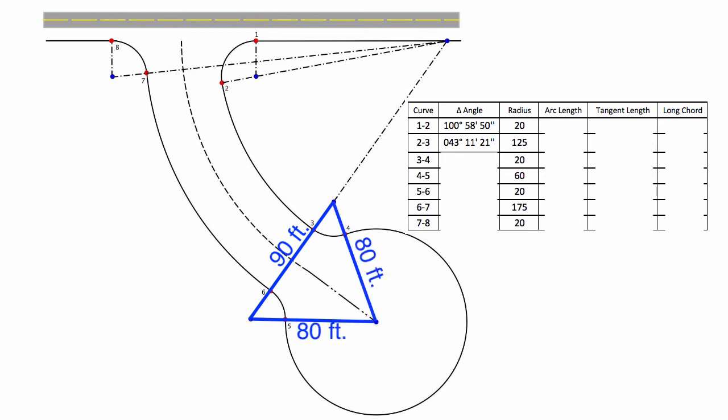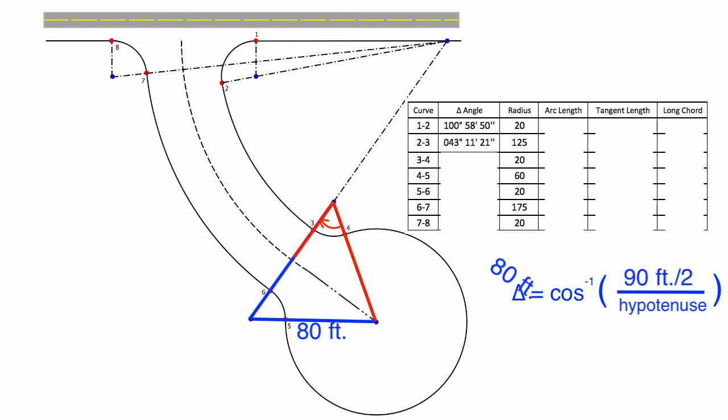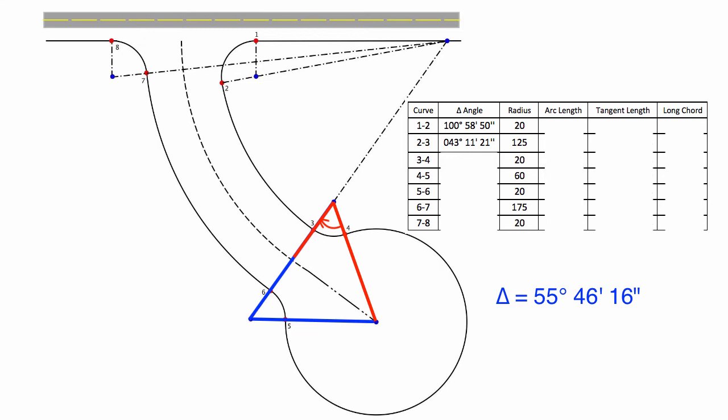The delta angle for curve 3 to 4 is found using the cosine function. The cosine of the angle is equal to the adjacent distance divided by the hypotenuse distance. Accordingly, the delta angle for curve 3 to 4 is the arc cosine of 1/2 of the 90-foot distance divided by 80 feet, giving a delta angle of 55 degrees, 46 minutes, 16 seconds. This answer is put in the table for curve 3 to 4.